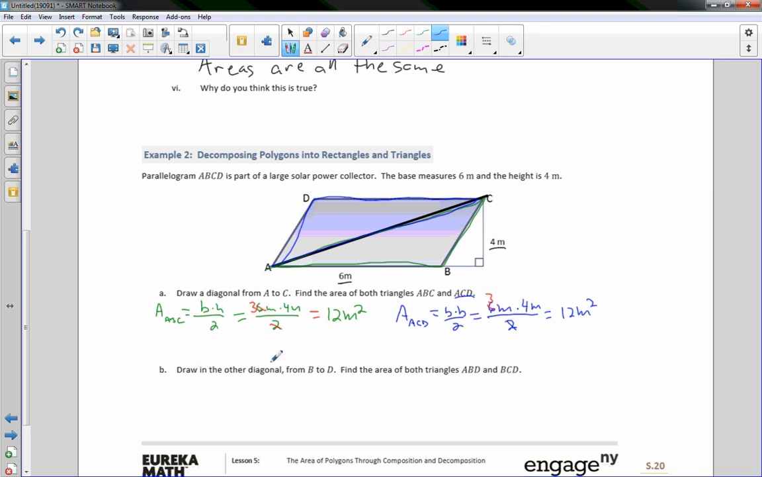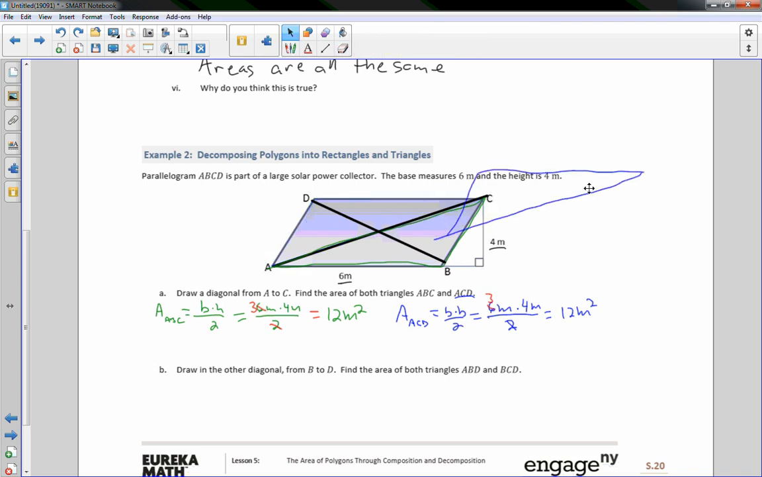B says draw in the other diagonal from B to D. So now it wants us to draw in the diagonal from here down to here. There's BD. Find the area of both triangles ABD and BCD. So ABD is here, so that would mean to get rid of this diagonal and get rid of these triangles. So I'll just move these off to the side.